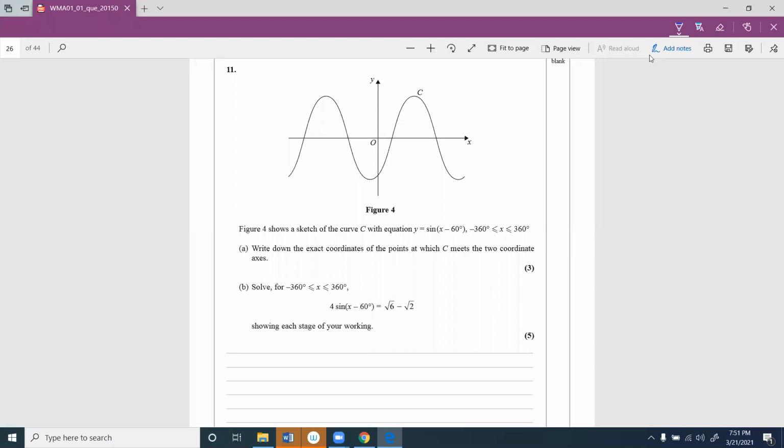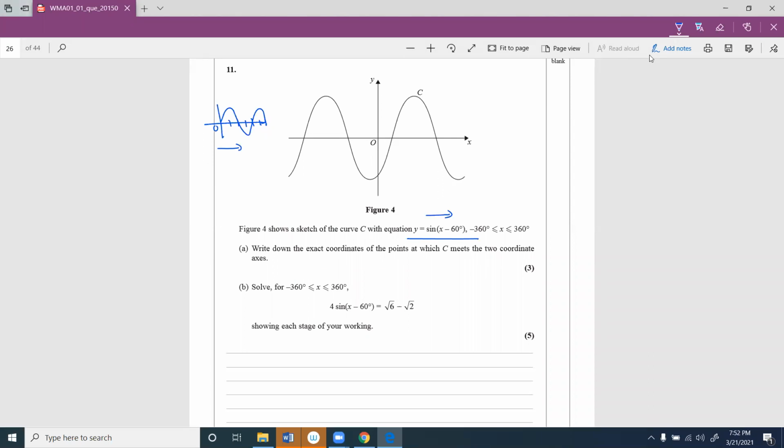Write down the exact coordinates. This is the graph of sine of x minus 60 from minus 360 to plus 360, already drawn. Write down the exact coordinates of the point where it meets the coordinate axis. We know that if you draw the sine graph, it's like this, no? Here it's 0, 90, 180, 270, 360, and it goes on. When it turns into x minus 60, all the coordinates are shifted by 60 to the positive side.